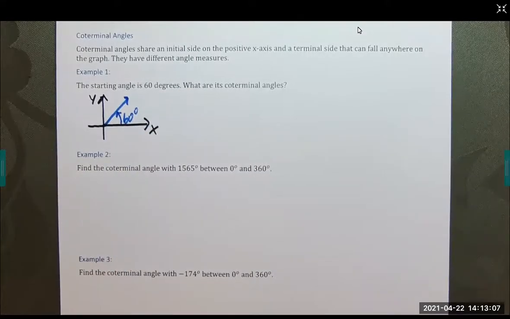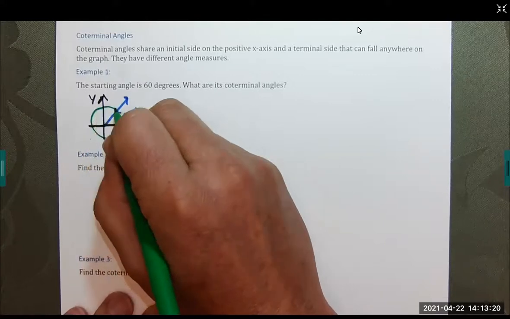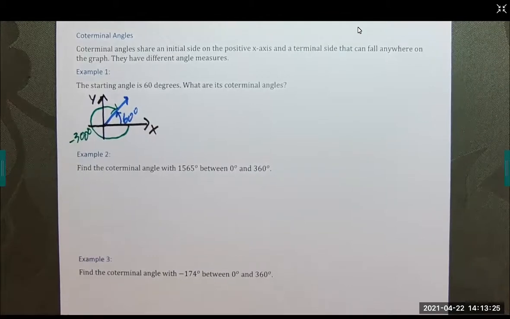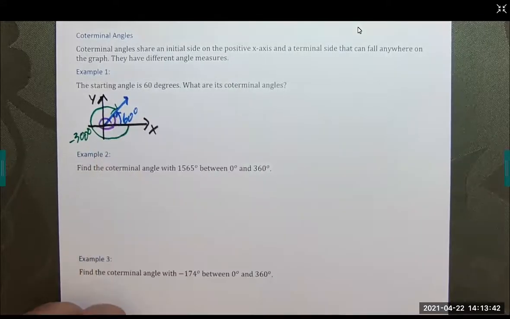Now here's the thing. I can get there a bunch of different ways. I could start here and go in the negative direction and end up here. I could go negative 300 degrees. That's another way to get to the exact same spot. So we would say that negative 300 degrees is coterminal with 60 degrees. I can go in another direction. I can go all the way around once and then back up. That's 360 plus 60, so that's 420.